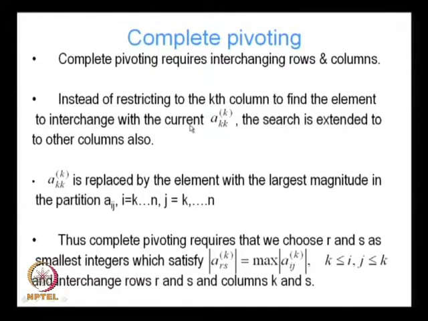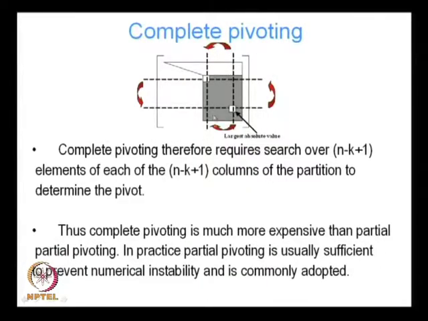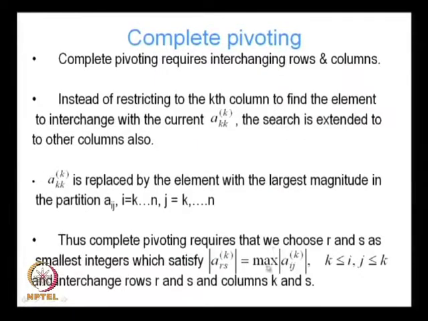And then we interchange this column with that column and this row with that row. So, instead of restricting to the kth column, the search is extended to the other columns also, and a_kk is replaced by the element with the largest magnitude in the entire partition. Thus, complete pivoting requires that we choose r and s as the smallest integers which satisfy a_rs^k equal to the maximum of a_ij^k, for k less than or equal to i, j less than or equal to n, and interchange the rows k and r and the columns k and s.